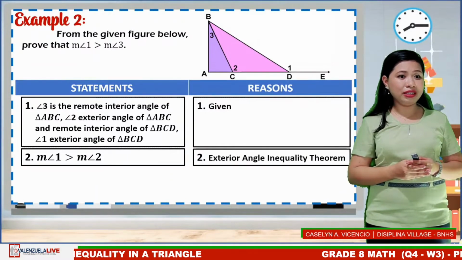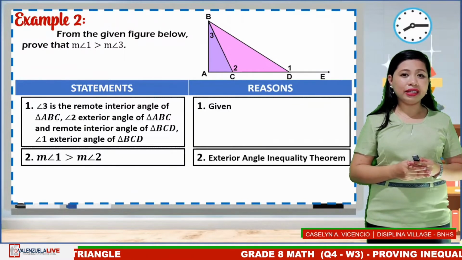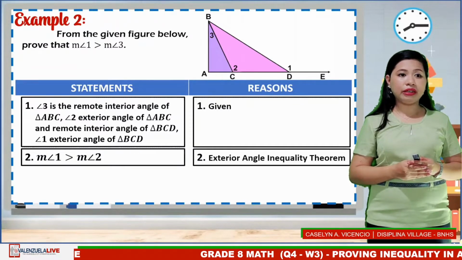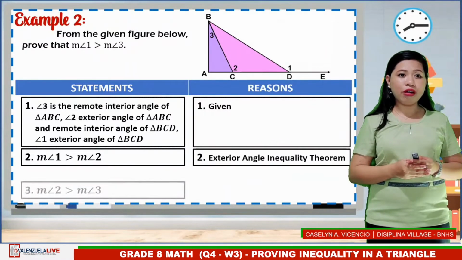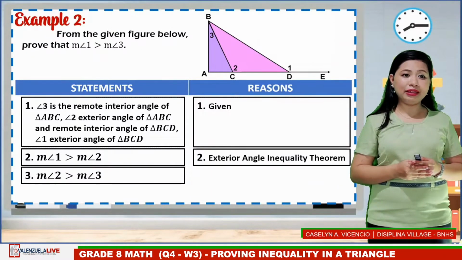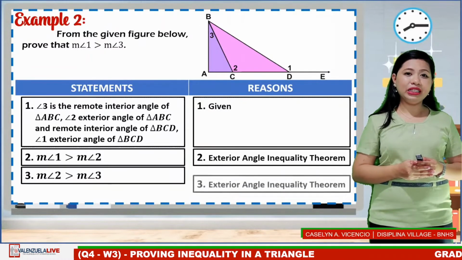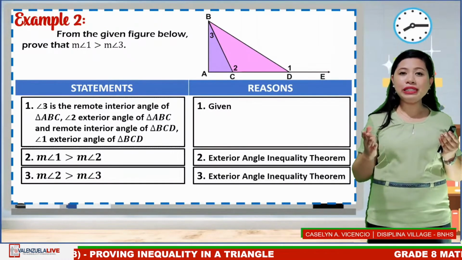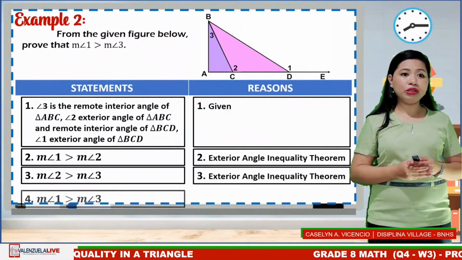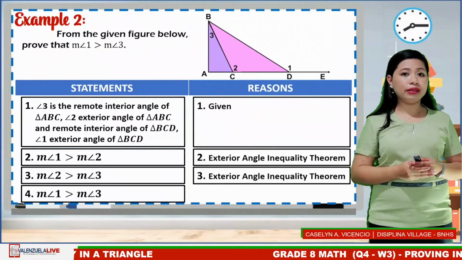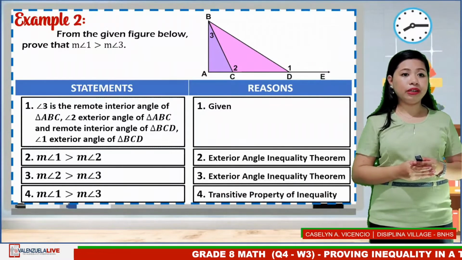In triangle ABC, angle 2 is the exterior angle, and angle 3 is the remote interior angle. With this, we can say that the measure of angle 2 is greater than the measure of angle 3 because of the exterior angle inequality theorem. Using statements number 2 and number 3, we can say that the measure of angle 1 is greater than the measure of angle 3 because of transitive property of inequality.